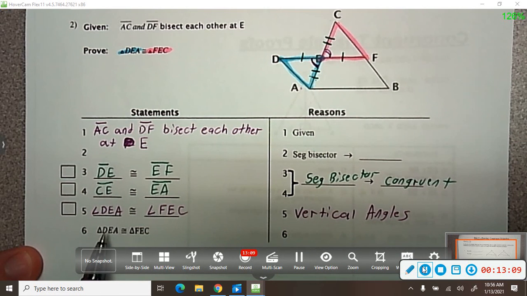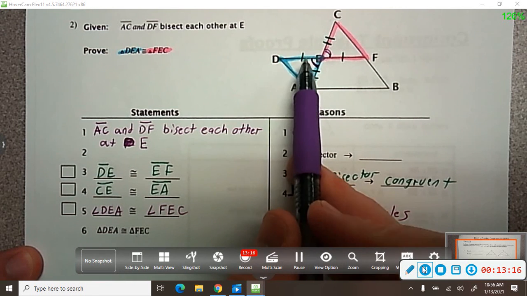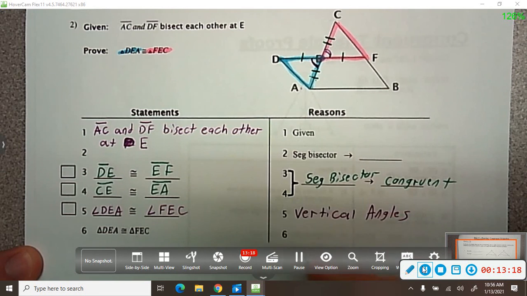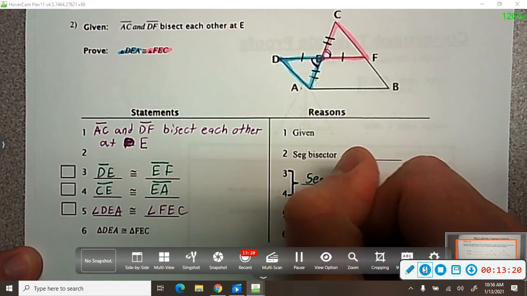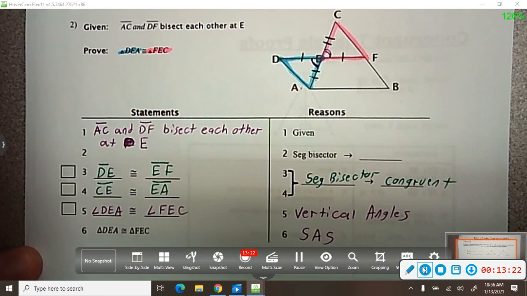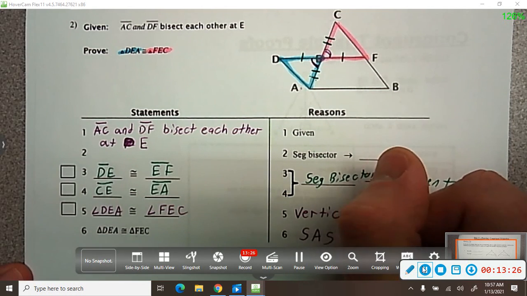And then finally, the blue triangle is congruent to the pink triangle. Which theorem or postulate shows that? Well, it would be SAS. And which one is the SAS? SAS is a postulate. So you say SAS postulate.